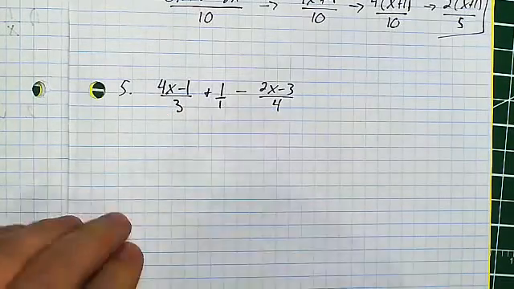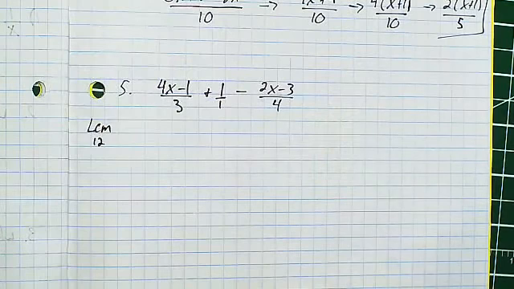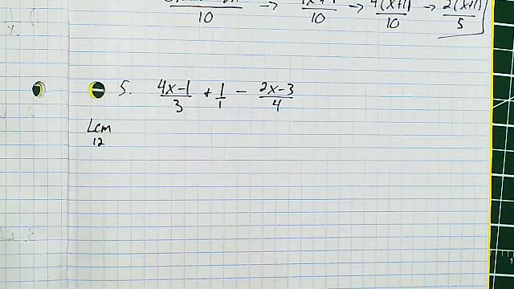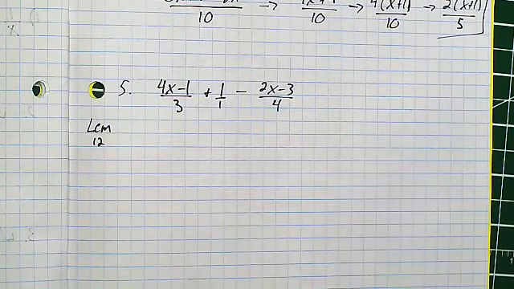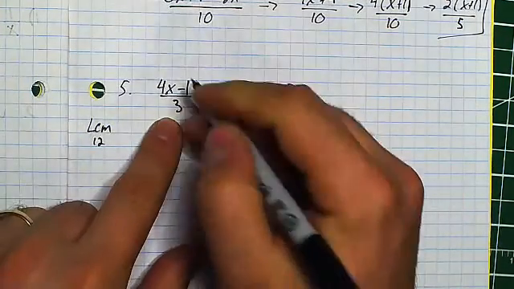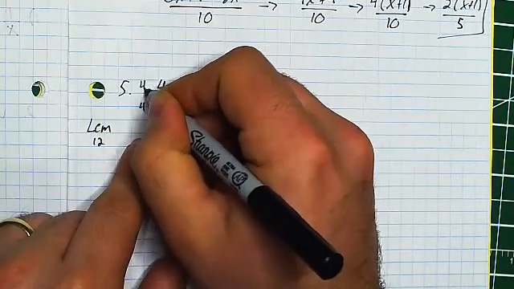Between 3, 1, and 4, my lowest common multiple is going to be 12. So I have 4x minus 1 over 3, plus 1, minus 2x minus 3 over 4. Again, I'm going to make all these common denominators of 12. So what do I have to do to 3 to get 12? I have to multiply it by 4.